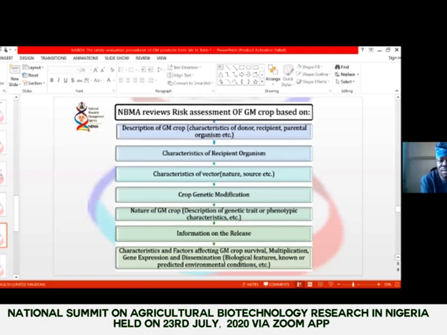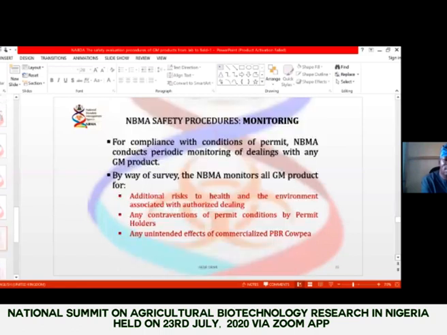NBMA reviews risk assessment of GMO crops based on description of GM crops, characterization, and we look at the characteristics of donor, recipient, and parental organisms. We look at whether the parent where the gene is being obtained has been safe over the years. And if it is now infused into a new organism, how does it perform? Has it led to the manifestation of new toxins or otherwise? So these are the issues that are looked at when you are doing a risk assessment analysis.